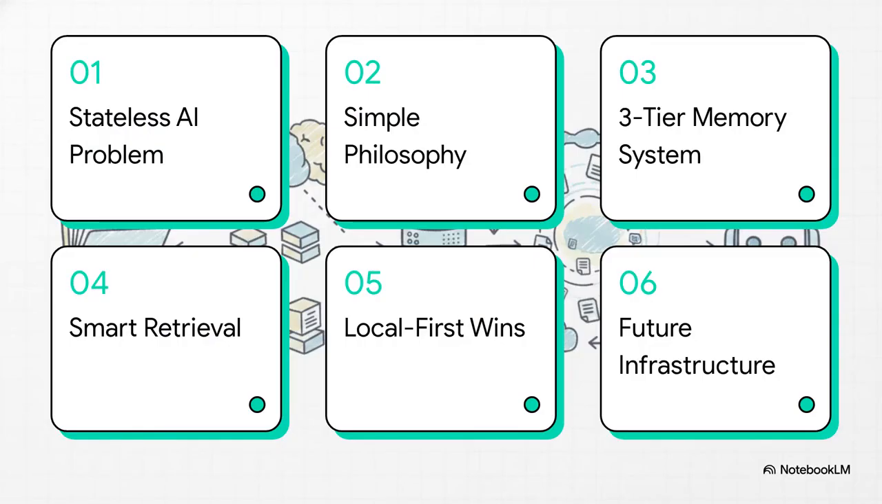So here's our game plan. We'll start by really unpacking that stateless problem. Then we'll explore OpenClaw's radically simple philosophy. From there, we'll get into the weeds of its three-tier memory system, its smart retrieval engine, and see why its local-first design is such a game changer for developers. And finally, we'll zoom out and look at the future of this kind of infrastructure.